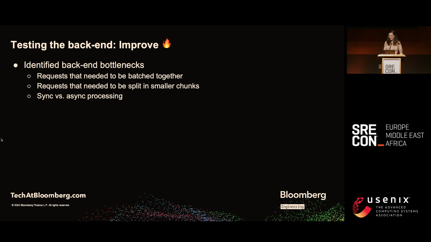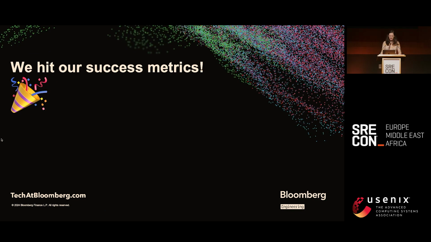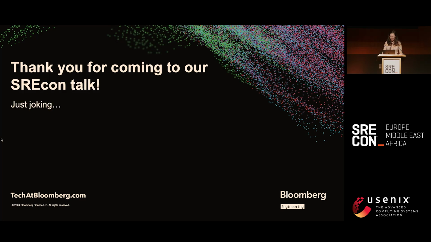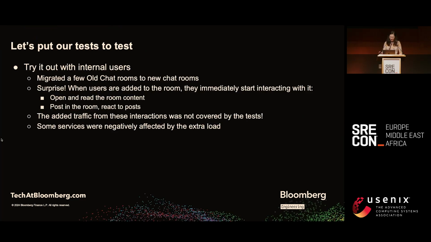Cool, so we started improving them, and what was really interesting here was that the vast majority of improvements we had to make were actually quite trivial, like batching some requests together, or splitting some batched requests into smaller chunks, just tweaks here and there. So we did all of this, and yay, we hit our success metrics. And yes, sorry, just joking. We are not done. We thought we were, but no.